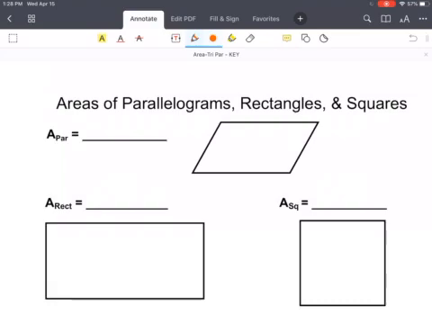All three of these are types of parallelograms. Rectangles and squares are just specific types of parallelograms. And in order to find the area of all three of these shapes, we're going to need the base and the height. One thing that makes the rectangle easy is when you have the side lengths, the base and the height meet at your right angle. So the base is one side and the height is the other side.